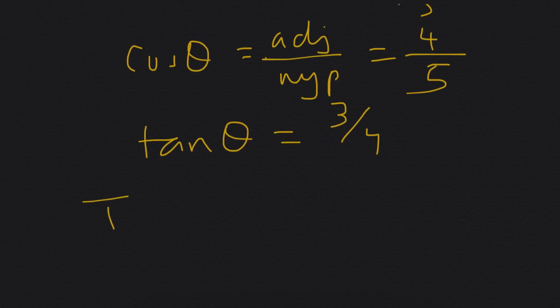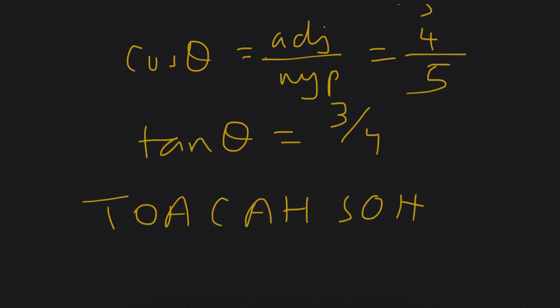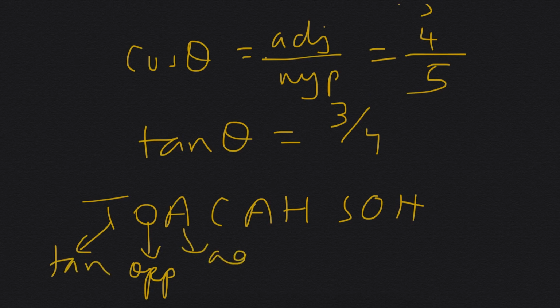Now, it's hard to remember all these formulas, so I try to use the acronym SOH CAH TOA. And if you're like, what is this? Well, each of these represents a side. So tangent is opposite by the adjacent.